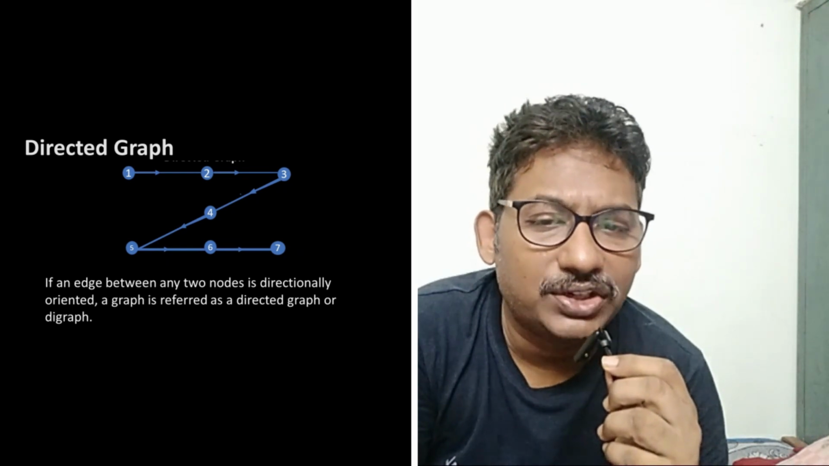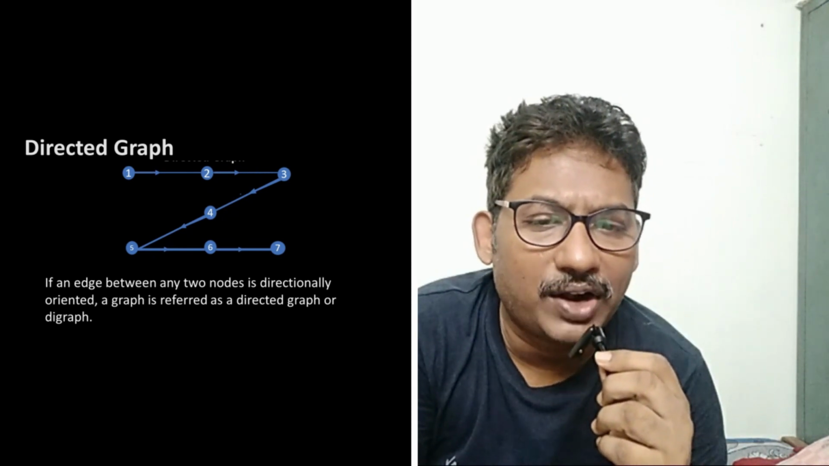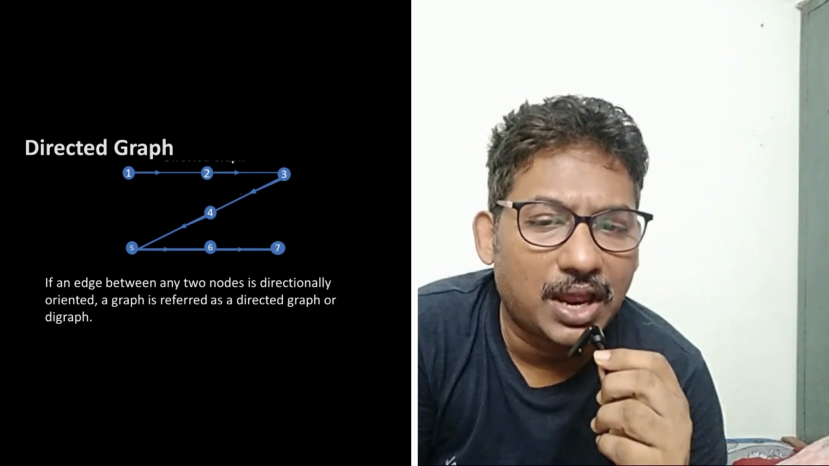Now the directed graph. If an edge between two nodes is directionally oriented, the graph is referred to as a directed graph or digraph. So a directed graph is nothing but an edge that should move from 1 to 2. Here is an example, 1 to 2 it moved, then 2 to 3. The edge from 1 to 2 is called edge E1.